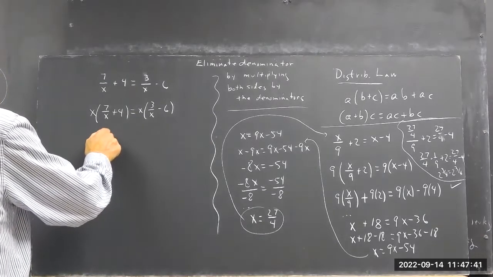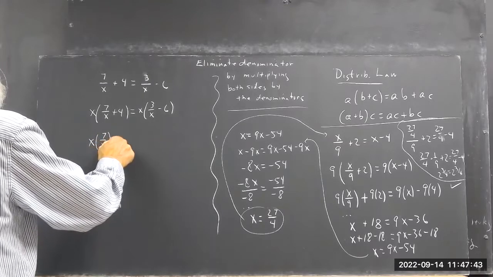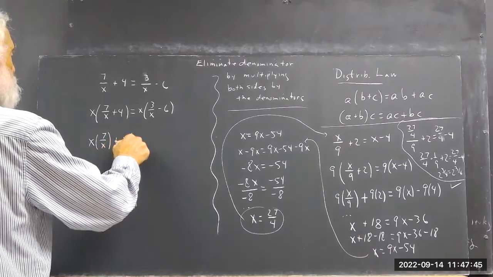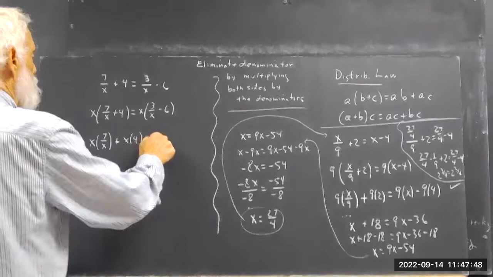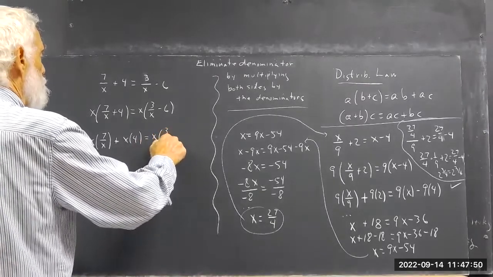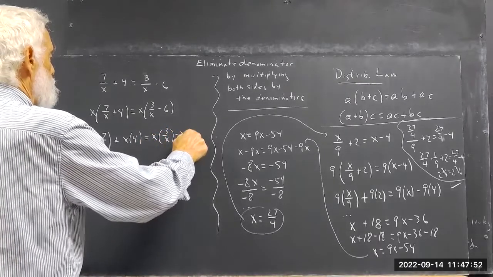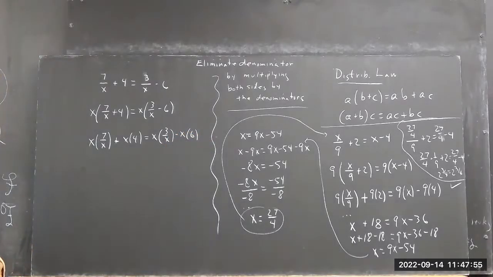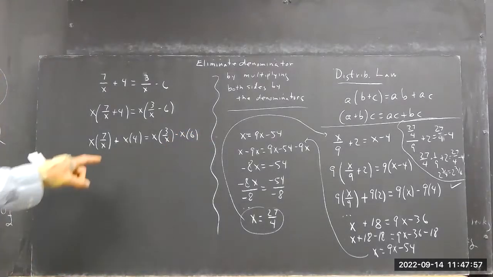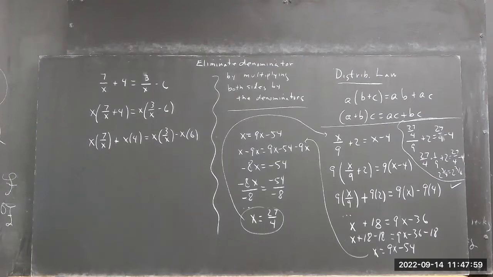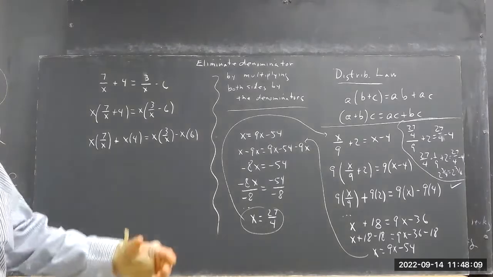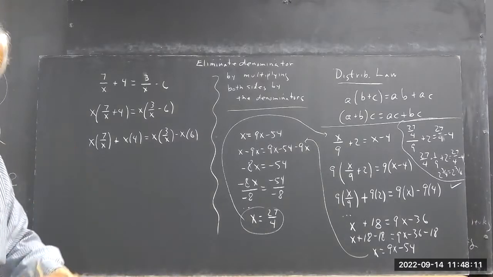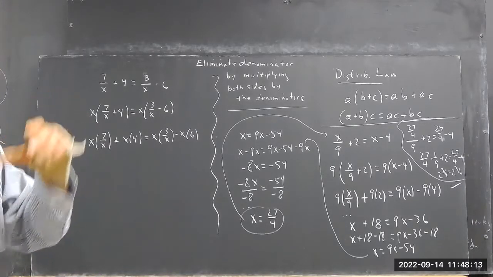x multiplied by 7 over x plus x multiplied by 4 equals x multiplied by 3 over x minus x multiplied by 6. At this stage, OpenMath will probably tell you to just cross these x's out. That's cancellation. Nobody understands the rules for cancellation, so people end up doing it wrong again and again, if we don't understand why cancellation works.